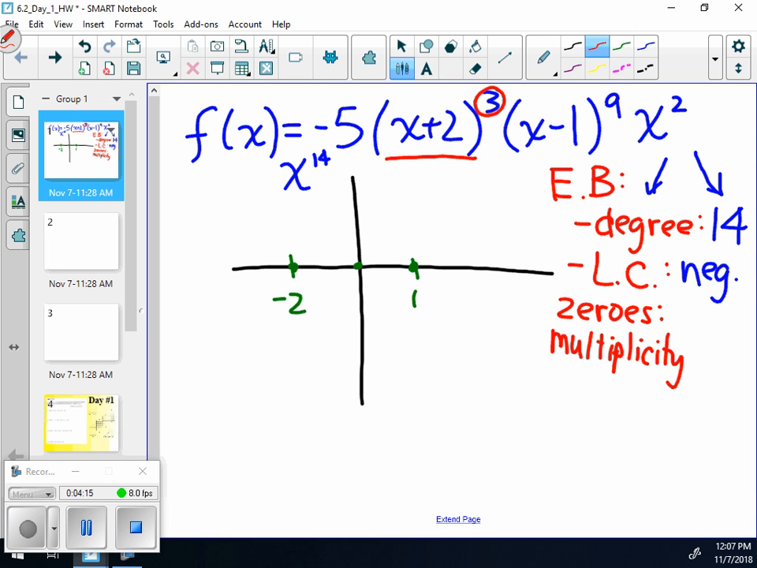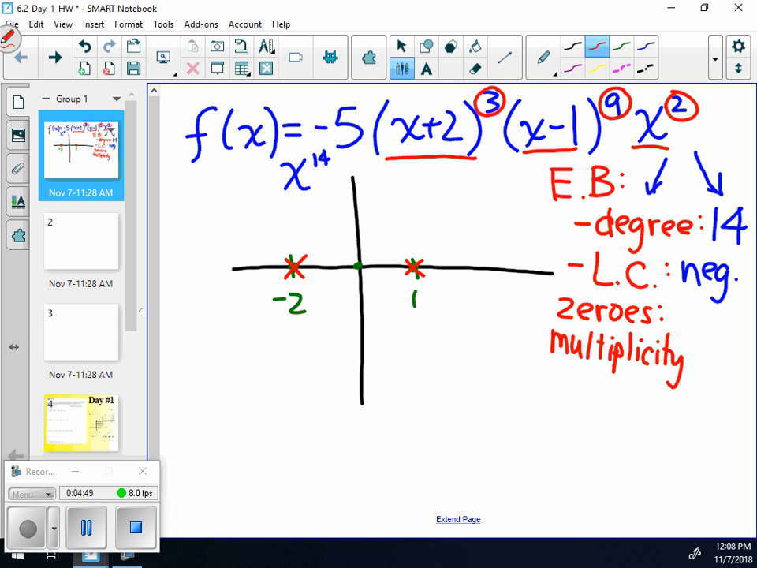So, because we have a multiplicity at 3, 3 is an odd number. Does that mean that we will pass or bounce off of the 0 at -2? We will pass. All right, we're going to do the same thing for our 0 at 1. If we have a multiplicity of 9, do we pass or bounce? We will pass because that is also an odd number. And then here we have our 0 at 0, which has a multiplicity of 2, which means we will bounce.